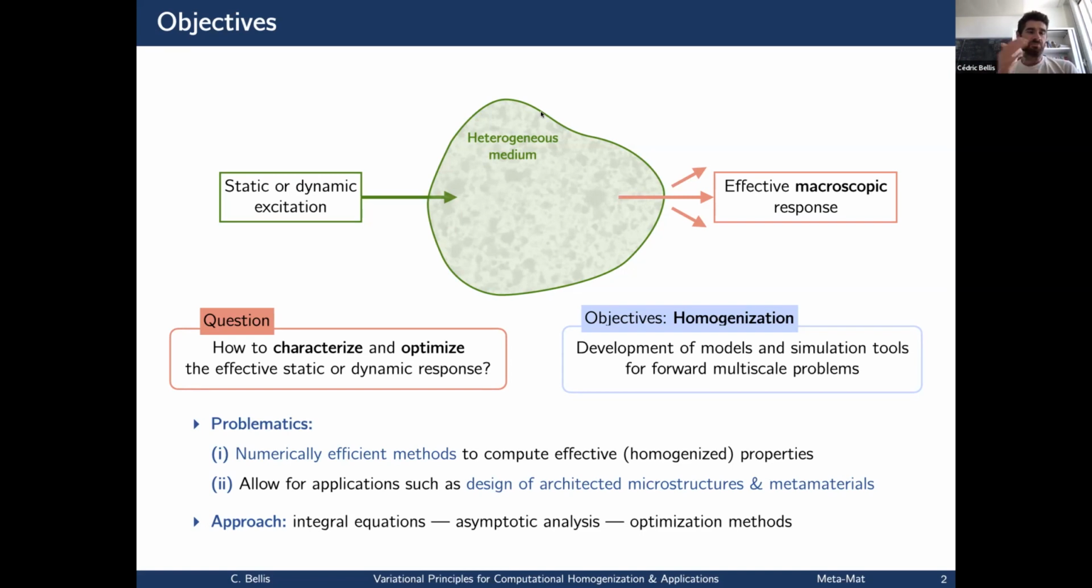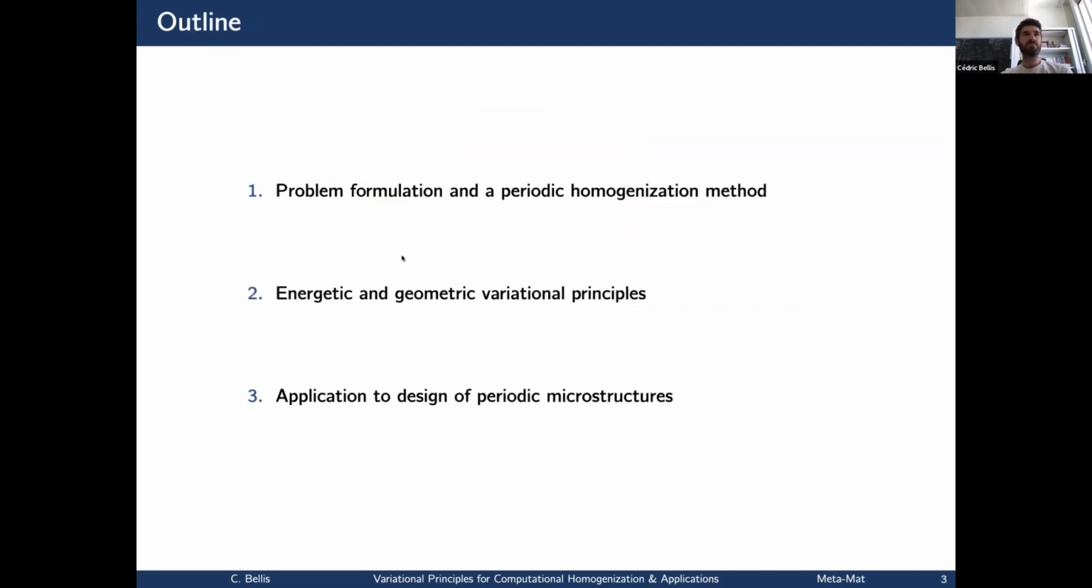And the approaches that I will be using are typically integral equations, asymptotic analysis, and optimization methods, as you will see. So the outline of my talk is the following. I will first discuss how to solve the forward problem, and in particular, talk about a periodic homogenization method. And then focus on some well-known energetic variational principles, and discuss what we can build from that, and in particular some new variational principles that we have coined as geometric variational principles. And in my last part, I will describe an application to the design of periodic microstructures.